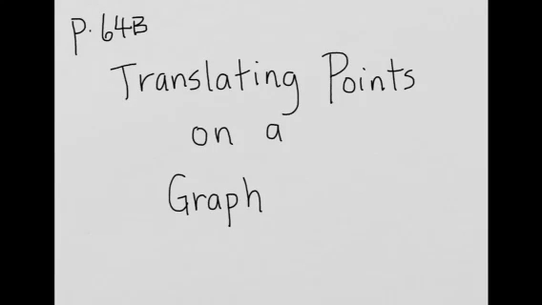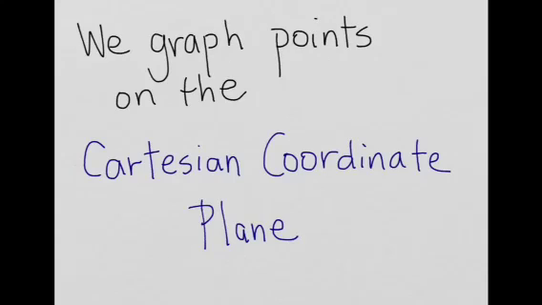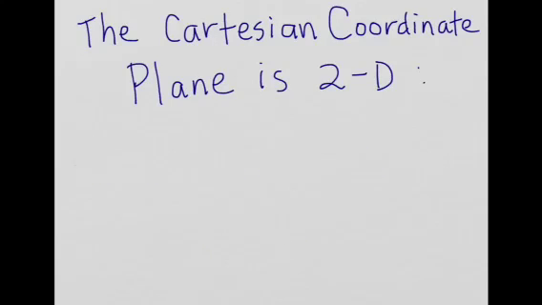In this video, we're on page 64, number B, which is all about translating points on a graph. In this case, translating points means specifying a new location for them. We graph points on the Cartesian coordinate plane. The Cartesian coordinate plane is two-dimensional.